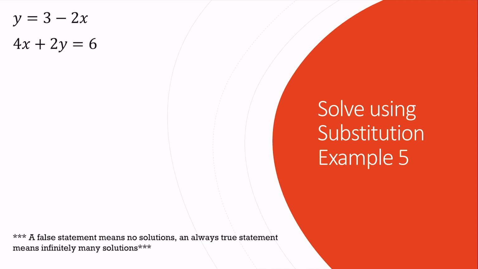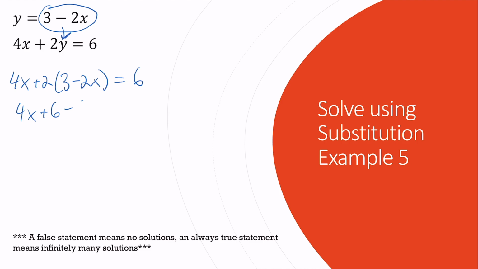Next, I have y equals 3 minus 2x and 4x plus 2y equals 6. I've already solved this first equation for y, so I can just go ahead and substitute that in. 4x plus 2 times (3 minus 2x) is 6. 4x plus 6 minus 4x is 6.